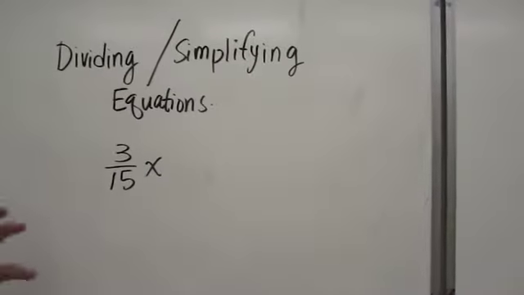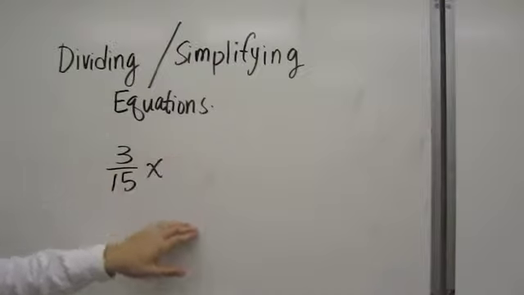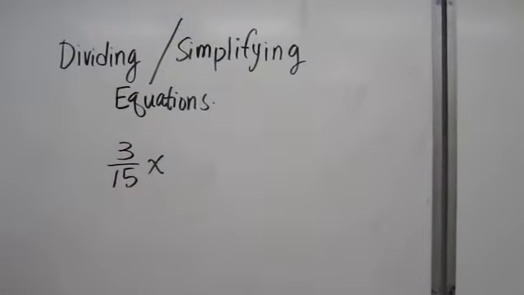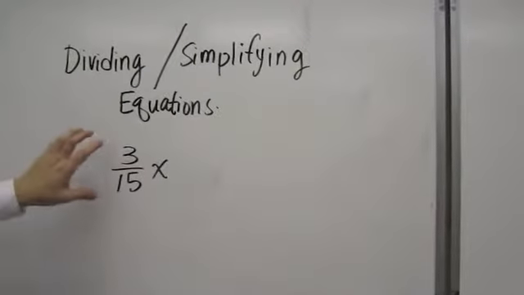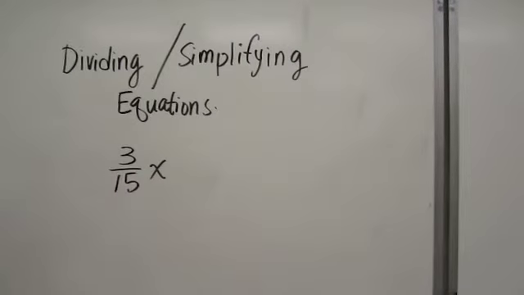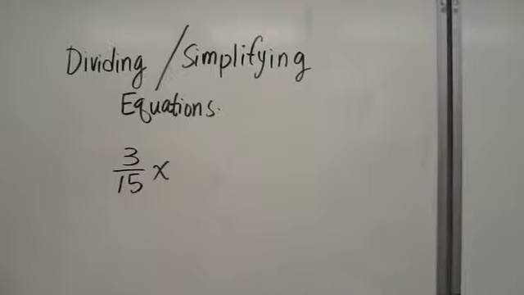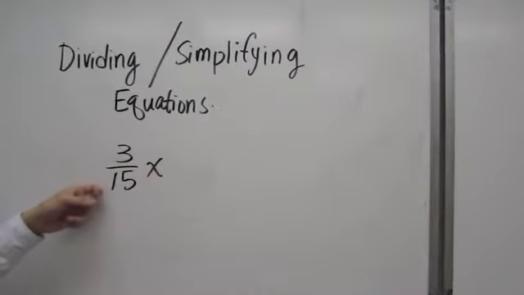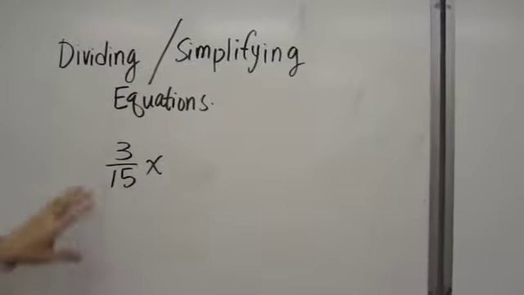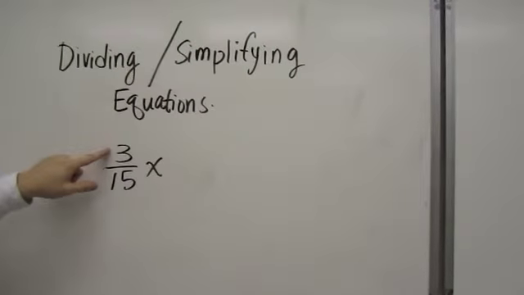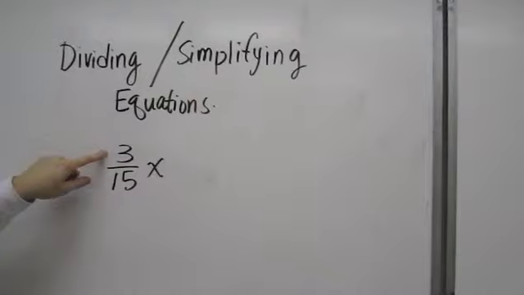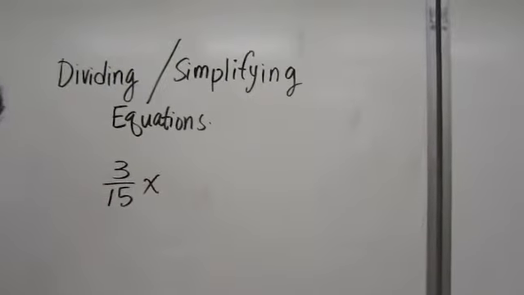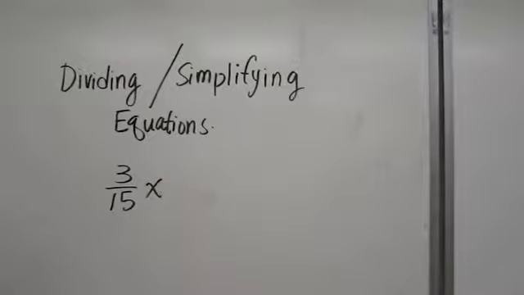So let's start simple. Let's start with this term, this monomial, 3 over 15x. Now, when you're given a fraction like this, you want to ask yourself, what number can you divide from the numerator and the denominator? Well, when I look at this problem, I know that 3 can be divided by 3, and 15 can also be divided by 3. So that's what I'm going to do.